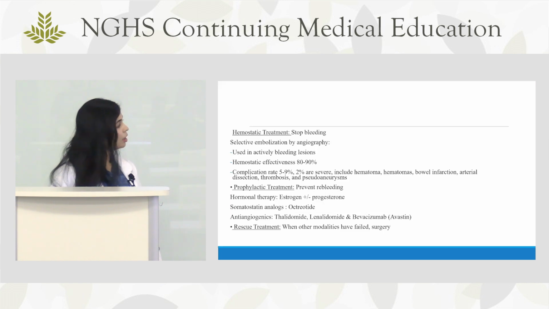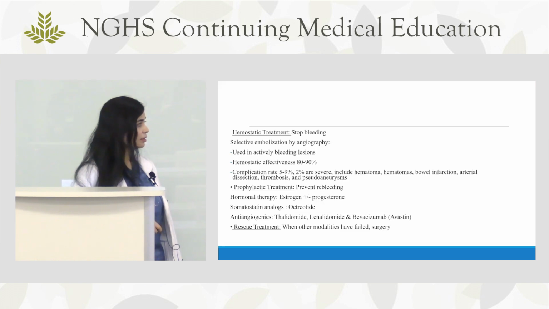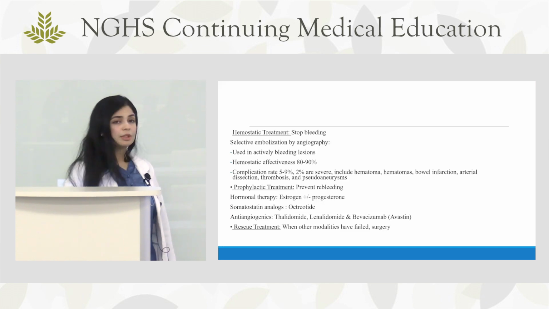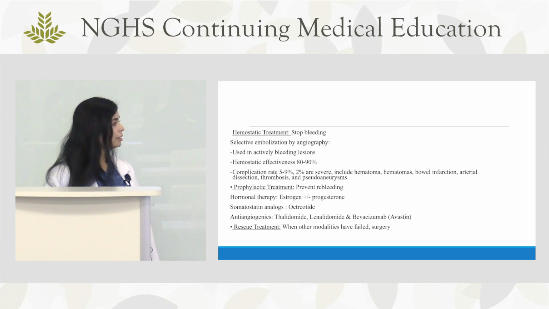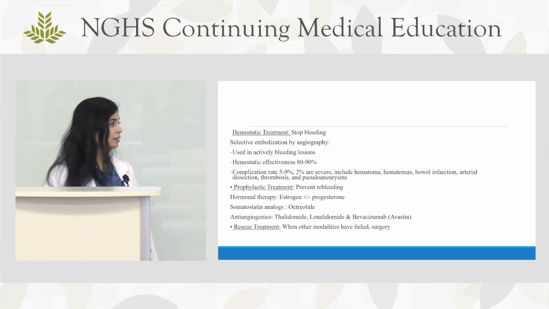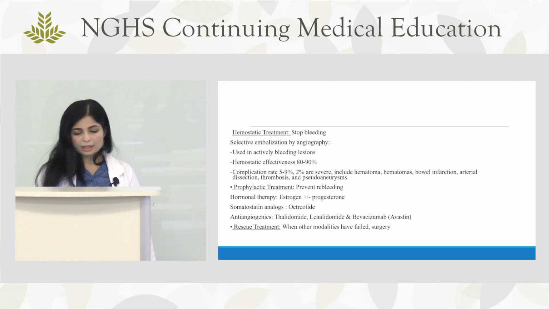The other drugs, and when I was asking some of the GI attendings if we actually use this or not, they were saying that we do. Less common, but we do. These are some anti-angiogenics, so thalidomide, lenalidomide, and then Avastin. So this is basically a monoclonal antibody against your vascular endothelial growth factor.